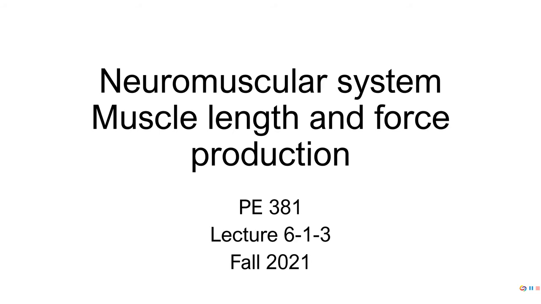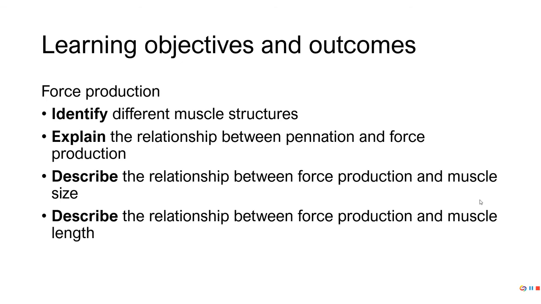This, I guess, is the first day of week 6, talking about muscle length and force production. If you remember from last video, we talked about several things that affect force production: autogenic inhibition, the biomechanics, agonist and antagonistic muscles, rate coding and recruitment. The last thing we're going to talk about is muscle length and force production. And so we've got 4 objectives for this.